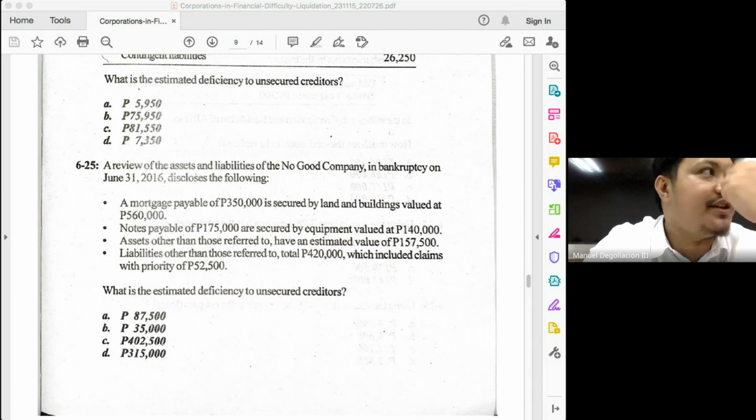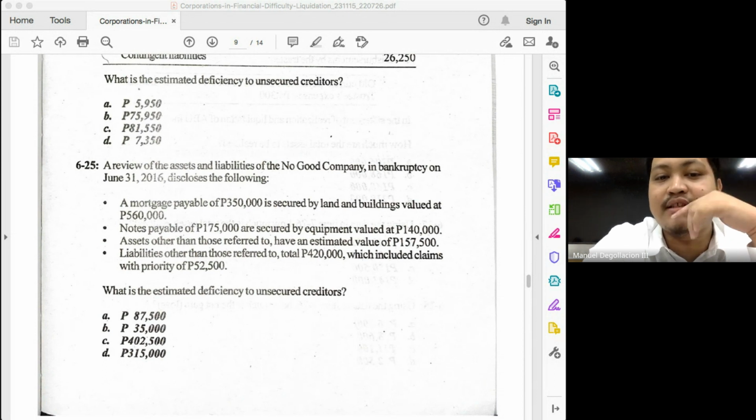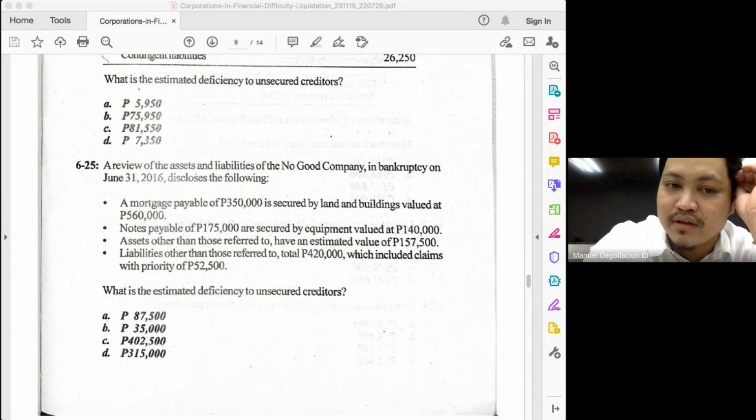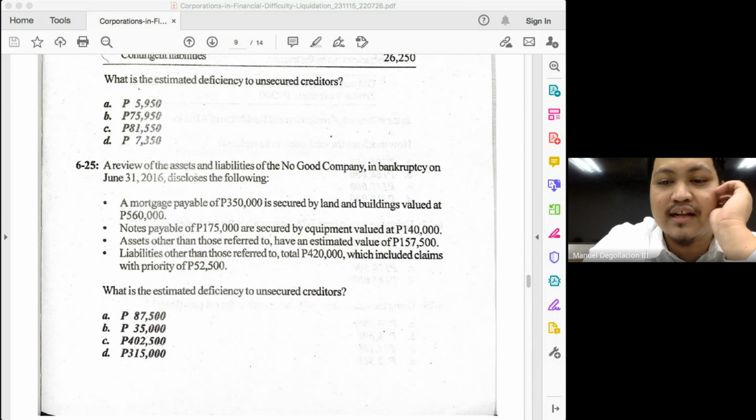Do we have a partially secured liability here? The second bullet, correct? The liability is 175 and the security is only valued at 140. So there is an unsecured portion of 35,000. You add that with your 367,500, you would get total unsecured liabilities without priority of 402,500. And these are the remaining liabilities that we will have to pay for.